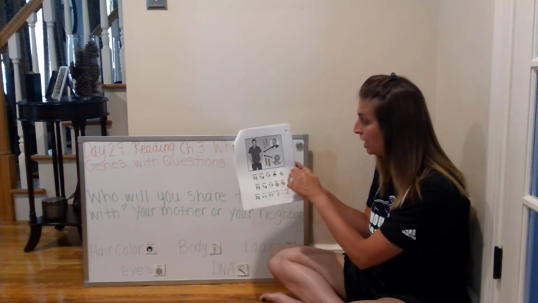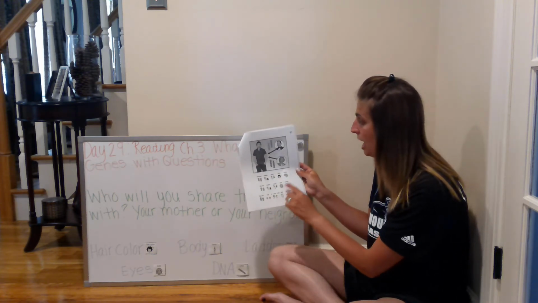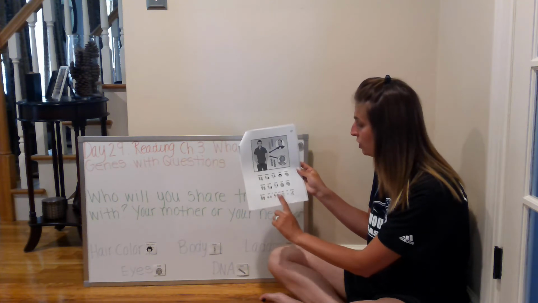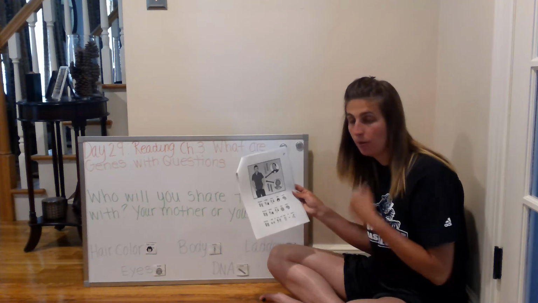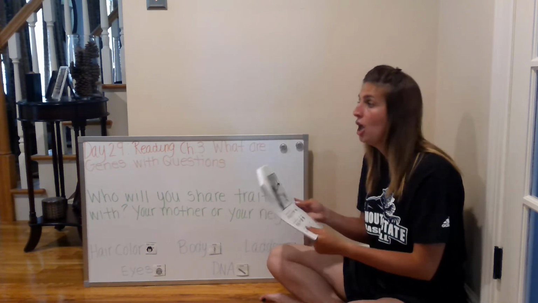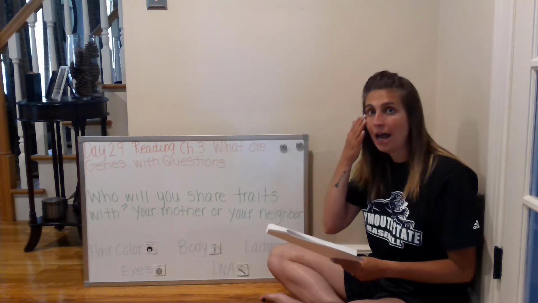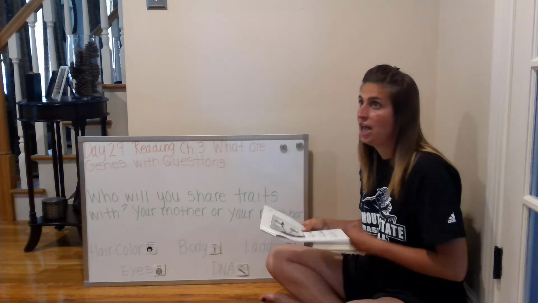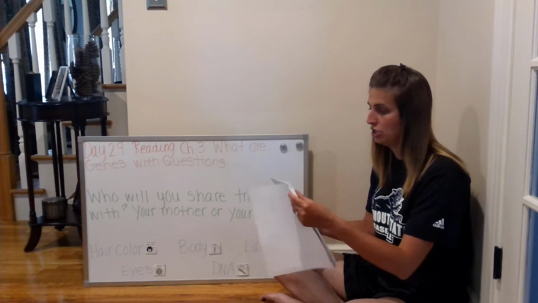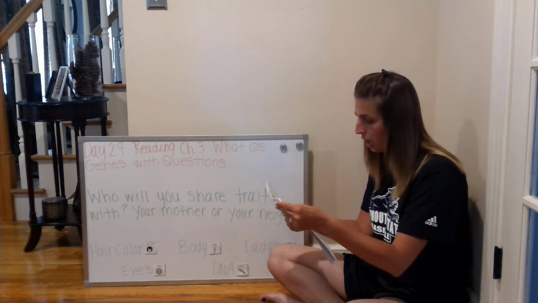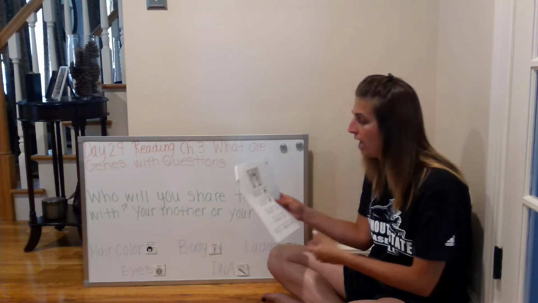Genes make your hair color. Genes make your eye color. Genes tell if you are tall or short. So all of your genes make you who you are. Your hair color, your eye color, your height. It could even determine your shoe size. It could determine the type of skin color that you have.